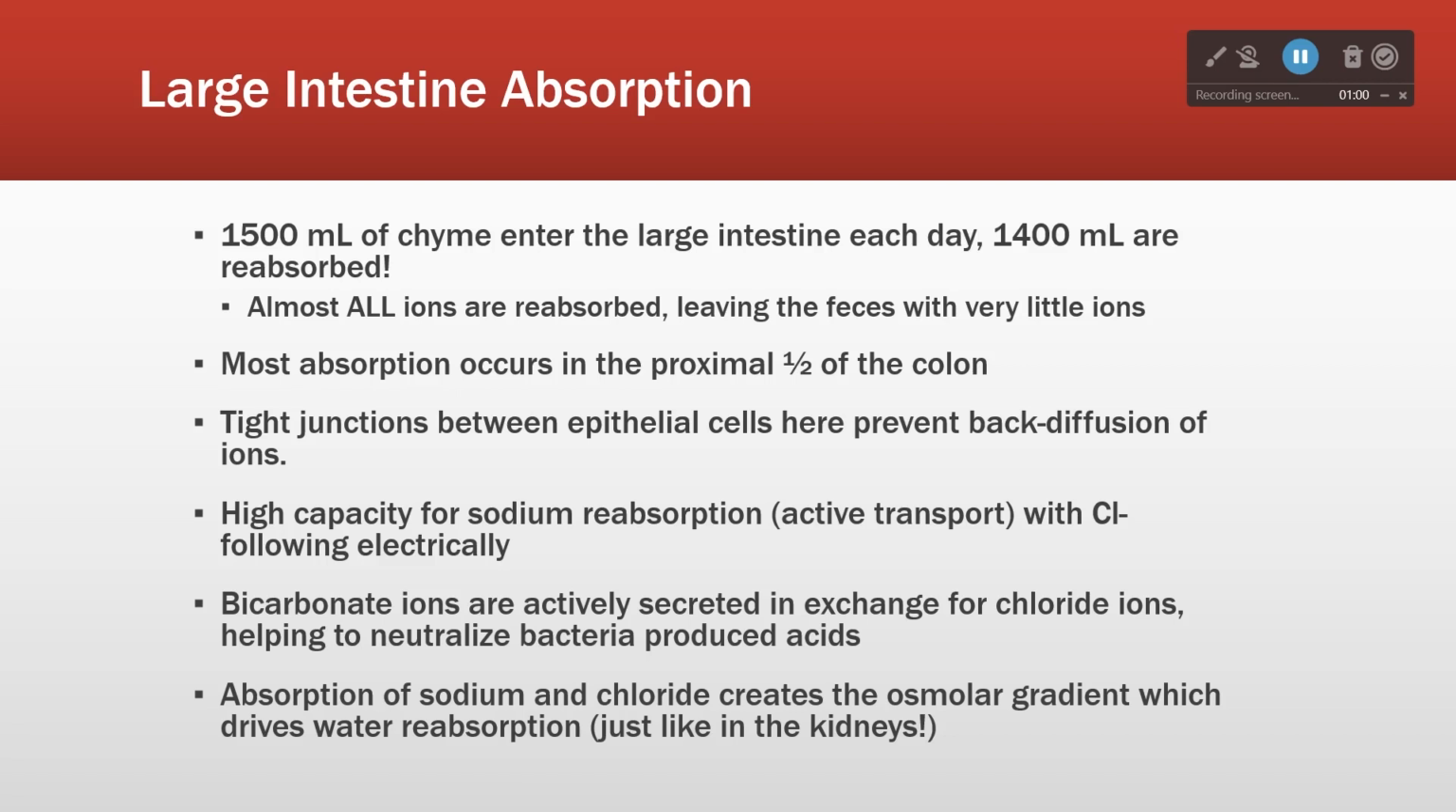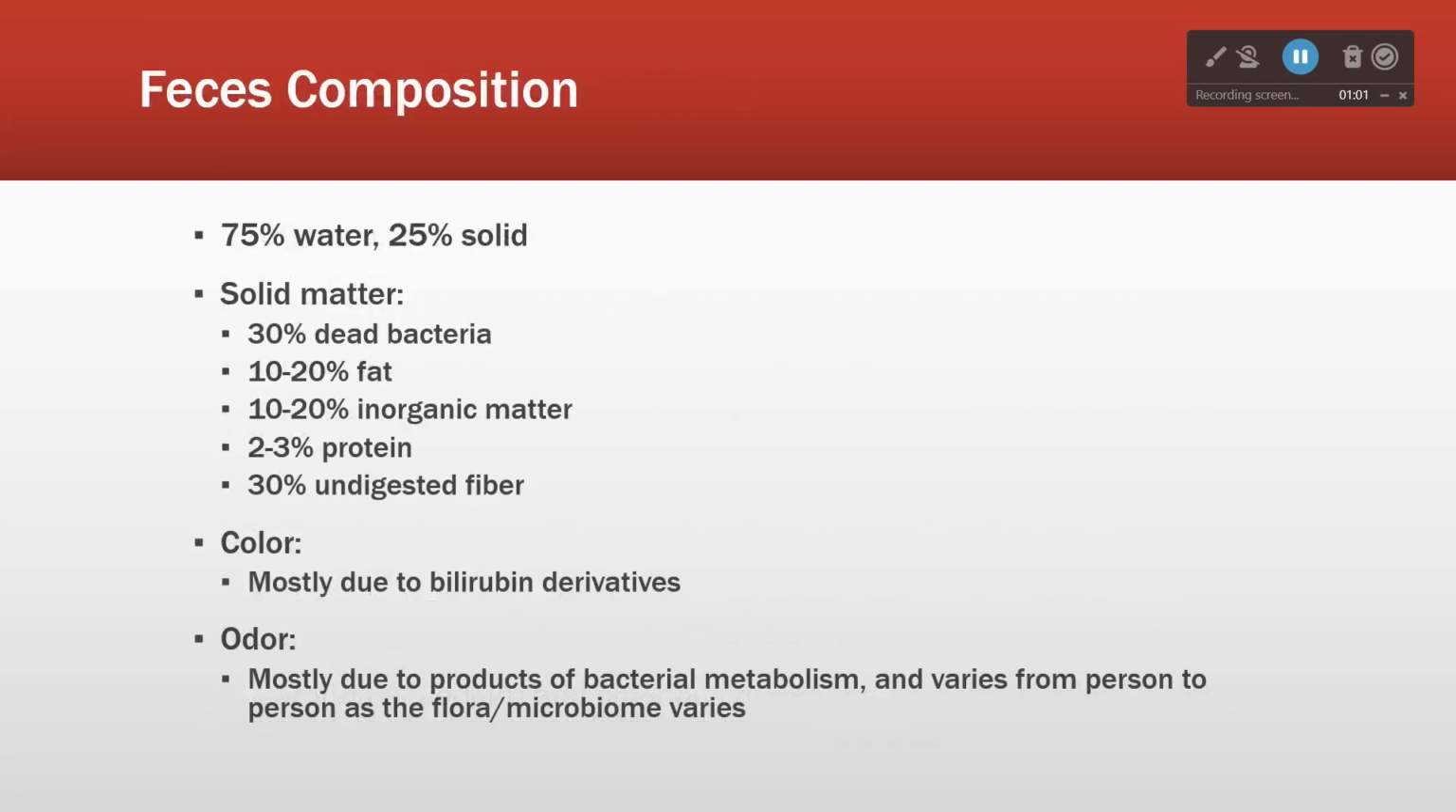So we absorb sodium and chloride actively, and then water follows, just like we saw in the kidney. It's the same idea: move the salt and the water follows along behind. So what we absorb on purpose is the ions. What we get is absorption of water and ions. So in the end, what we have is what comes out the other end, the feces composition.